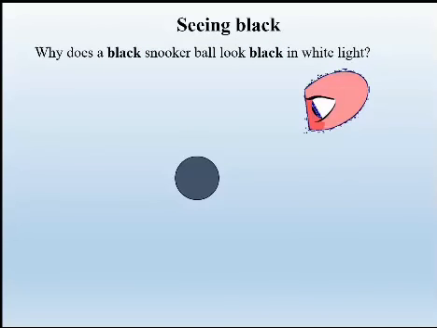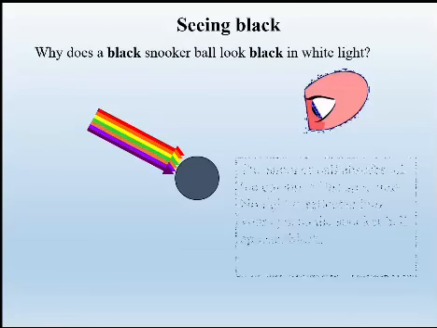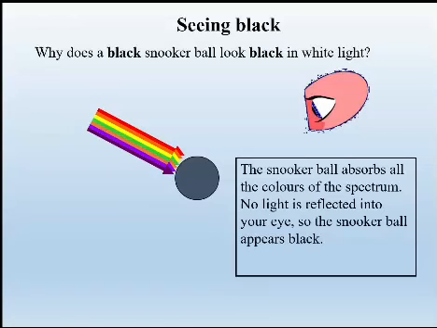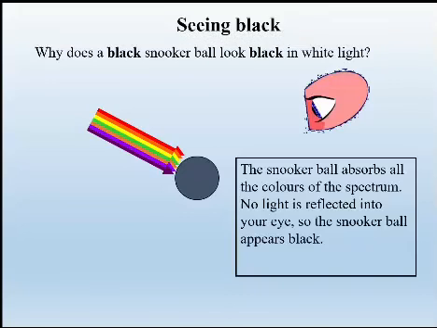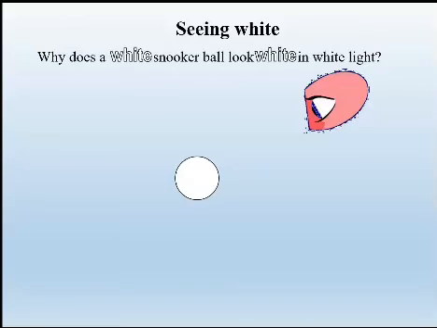Now, why does a black snooker ball look black in white light? All these are related to the white light. Background is a white light. If it is a black color ball, then the snooker ball absorbs all the colors of the spectrum. No light is reflected into our eye, so the snooker ball appears black.